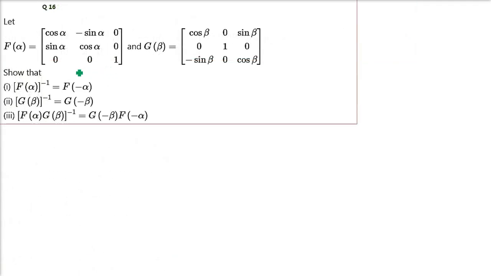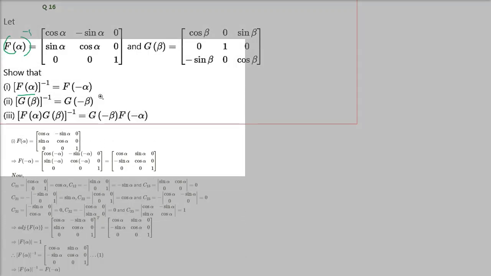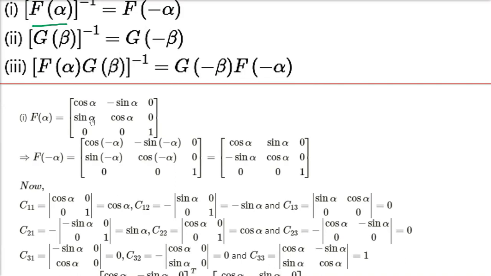Now this question is exactly similar to what we have done just now. F alpha, G beta, there is nothing different. They are just like matrix A and B. So F alpha inverse is basically, if you just assume it to be A, you have to find out A inverse. And that is going to be equal to F minus alpha. Minus alpha means in place of alpha, you just have to replace it with negative alpha and use the properties of trigonometry or trigonometric identities.